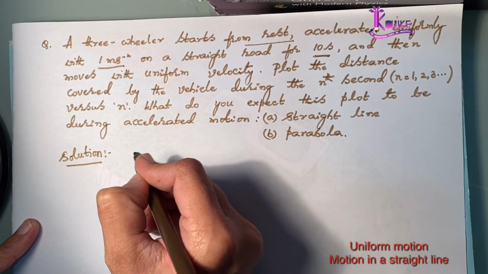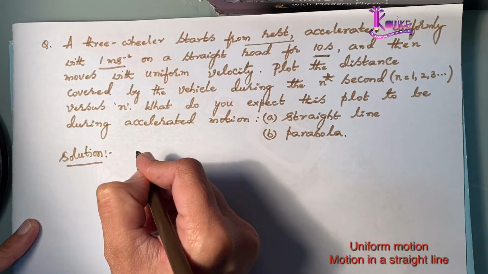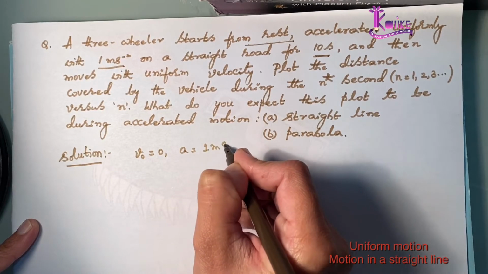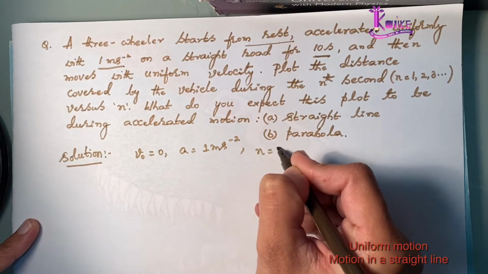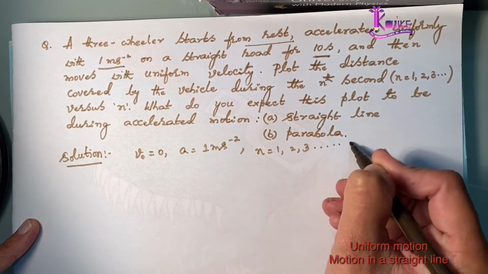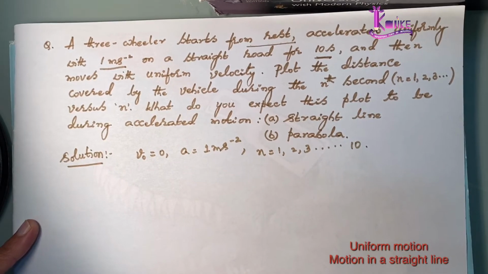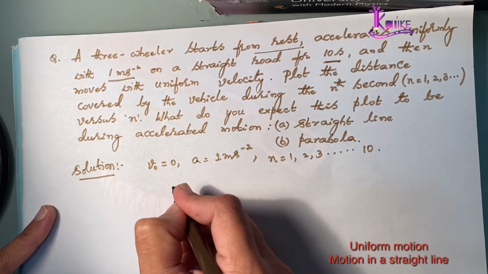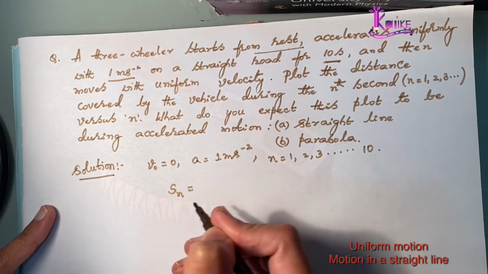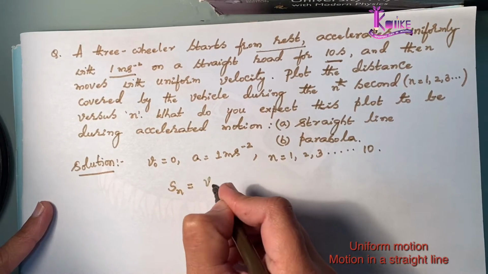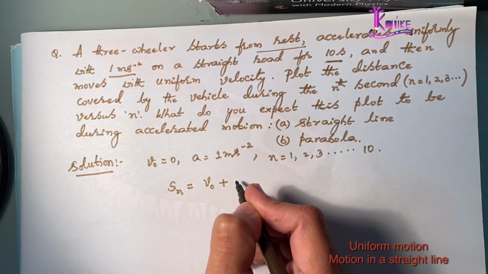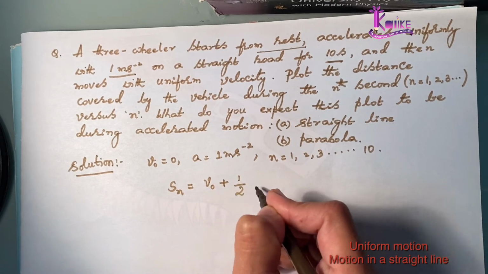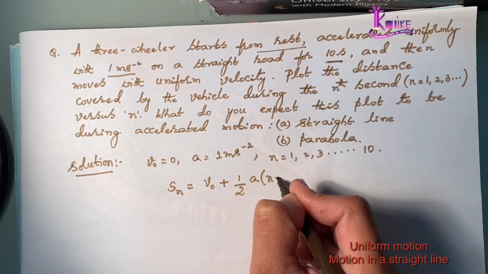So what is given is the initial velocity is 0, right? So you can call the initial velocity V0 as 0. The acceleration is 1 meter per second square. The values of n are 1, 2, 3, etc. up to 10, right? Now you have to calculate the distance traveled by the three-wheeler during these seconds. The distance traveled by the three-wheeler during the nth second in general is always given by V0 plus half a into 2n minus 1.